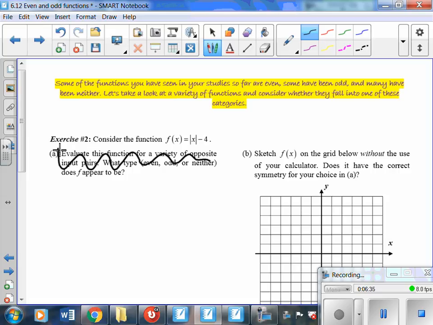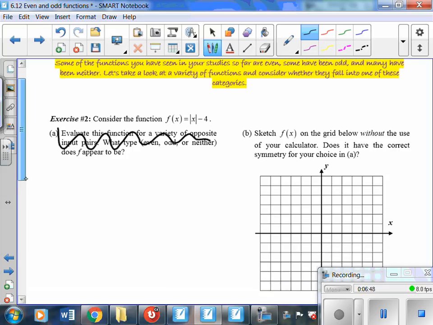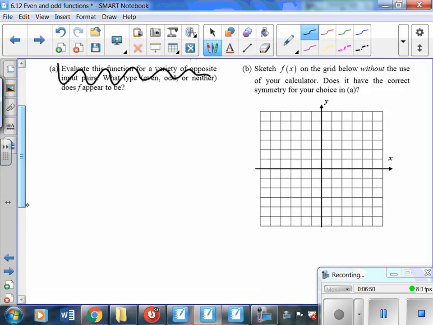Now, what's the easiest way to sketch or graph anything? Hopefully you're saying, well, with your calculator. We don't have a calculator. You don't have one at home. I have one here, but I don't think we need it.